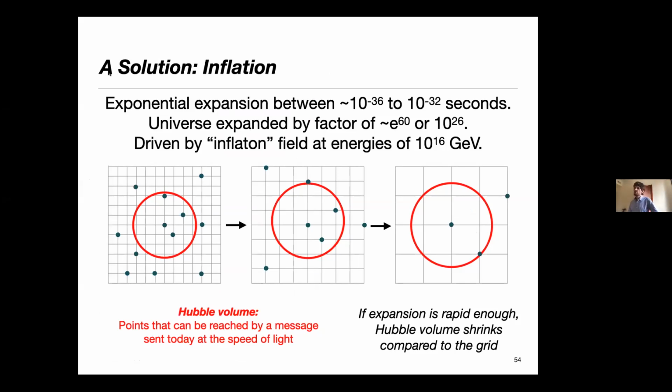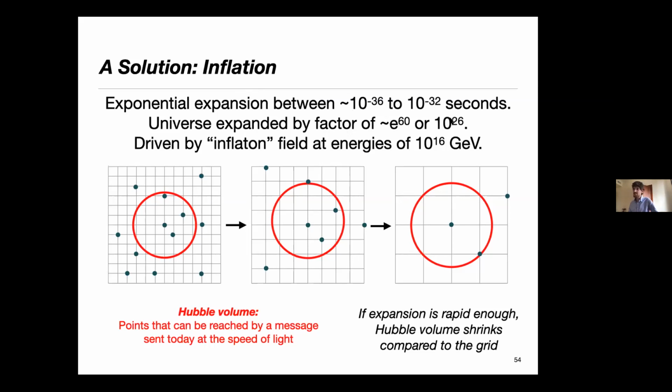So the solution to this problem is this period of inflation, where we think that the universe expanded exponentially between the periods of roughly 10 to the minus 36, 10 to the minus 32 seconds after the beginning. So incredibly early times. And the universe expanded in the theory of inflation, we think, by a factor of something like 10 to the 26.